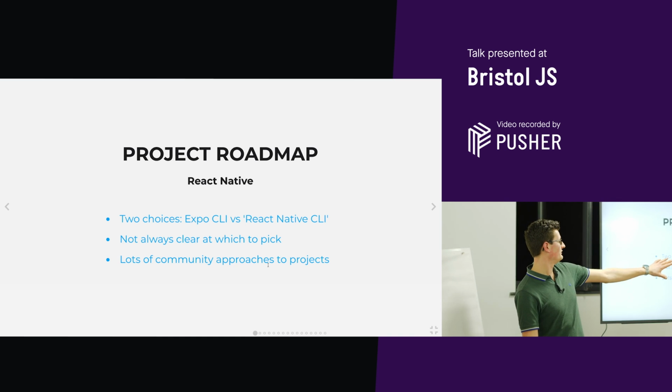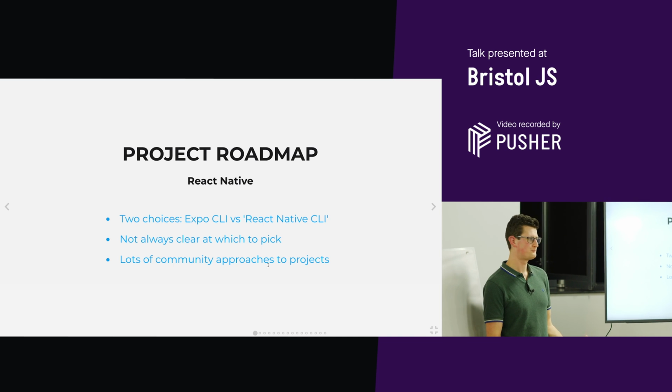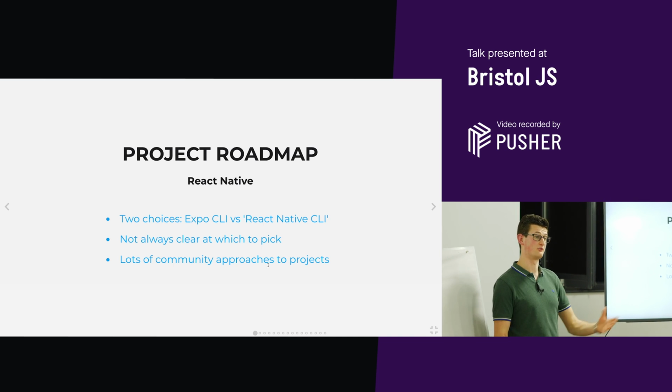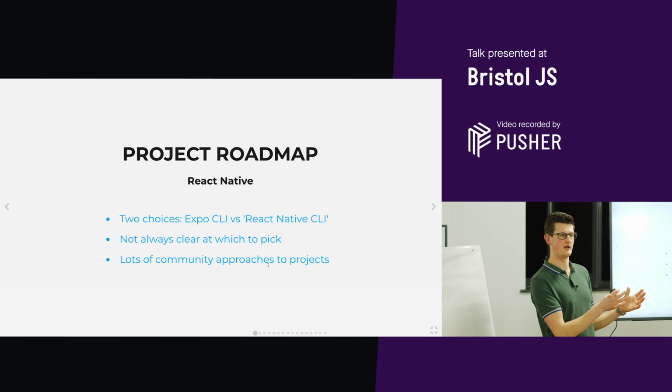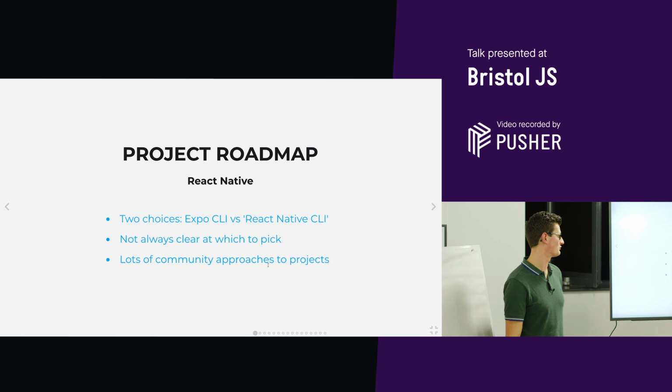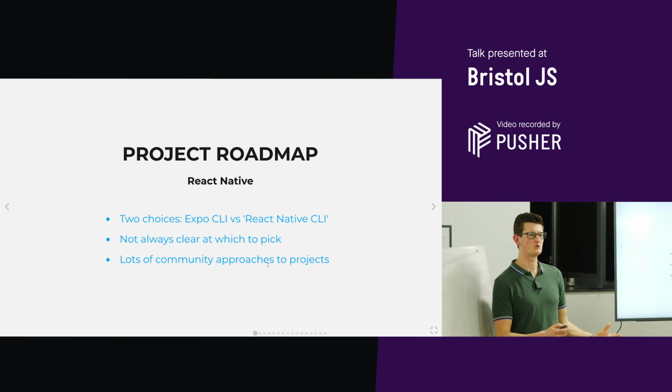The other approach is using the React Native CLI route, which is the more traditional route that was originally created by Facebook. This is where you have access to the native code for iOS and Android, as well as the JavaScript code. So it's not always clear, or it wasn't at least clear to me, which one to pick.